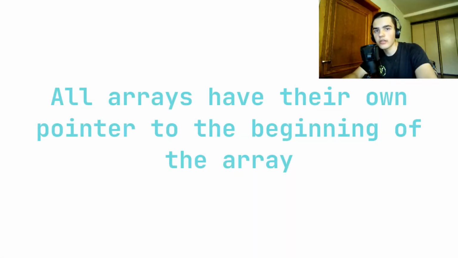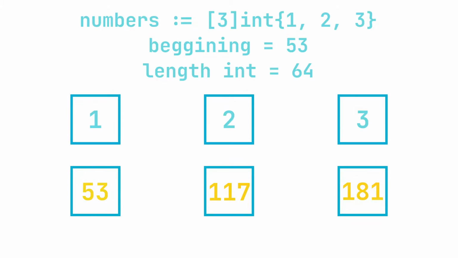All arrays have their own pointer to the beginning of the array. For a simple example, let's say the beginning of the array numbers := [3]int{1, 2, 3} is 53. Now we know that the array starts at 53 and the length of each array element is 64. So we can say that the first element in the array is at position 53, the second at position 117, and the third at position 181.